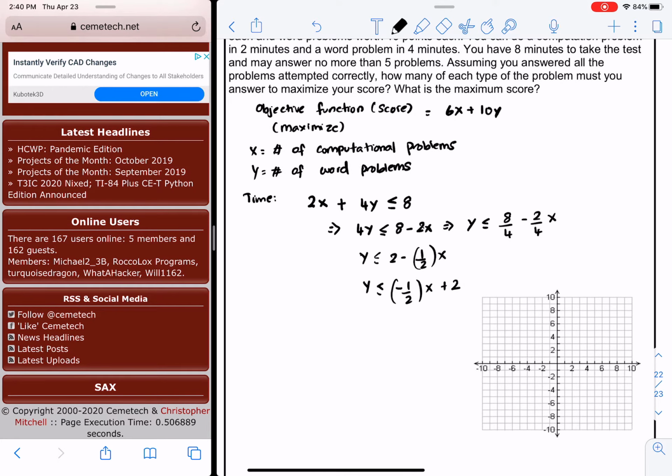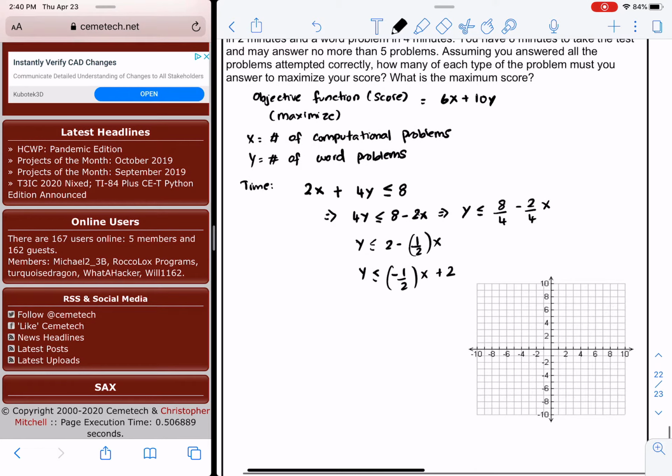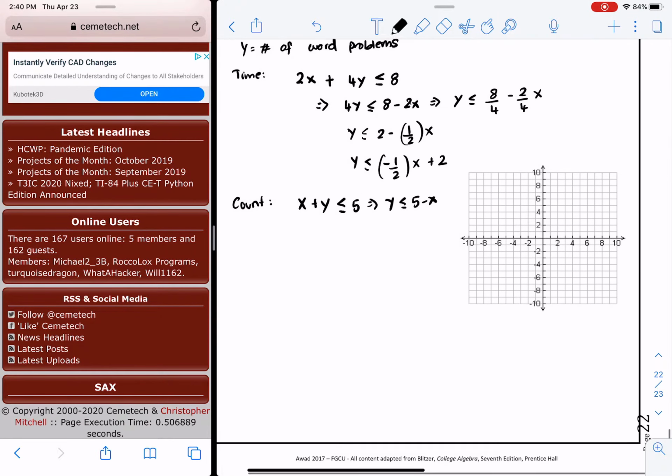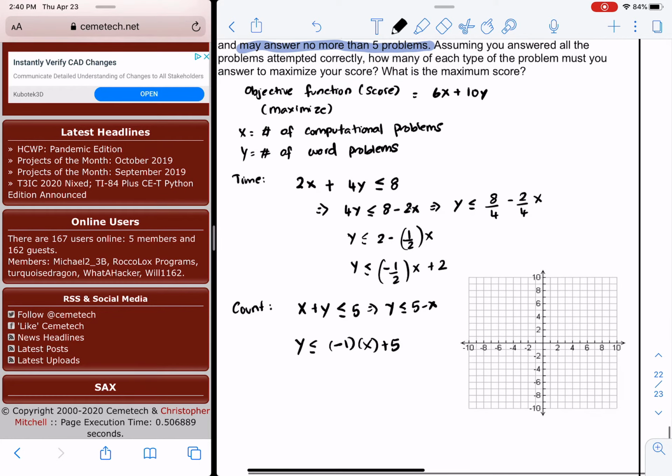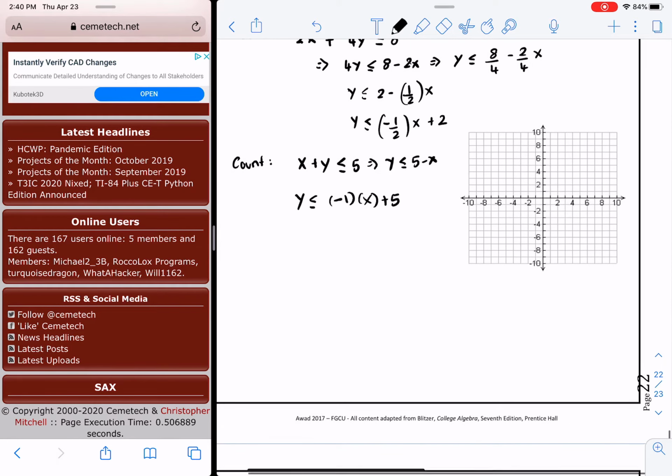And there is another constraint on the number of questions that you may answer, no more than 5 problems. So the total number of problems, which is the count, x plus y, has to be less than or equal to 5. And if I rewrite that, y is less than or equal to 5 minus x. In slope-intercept form, that would simply be minus 1 times x plus 5. So we have our constraints, we have the objective function, so let's maximize the score.